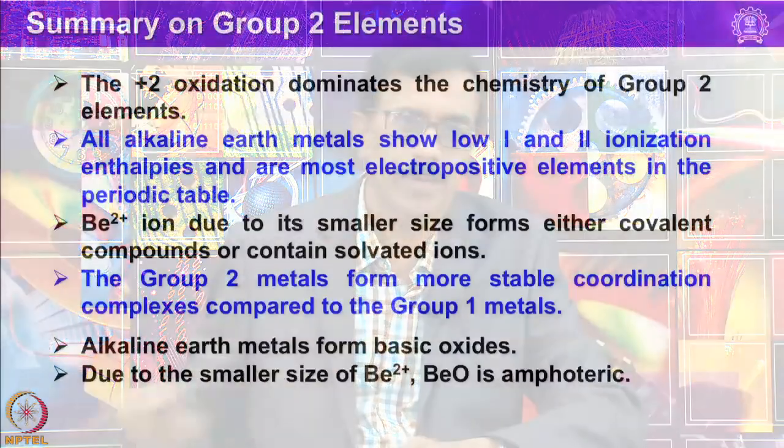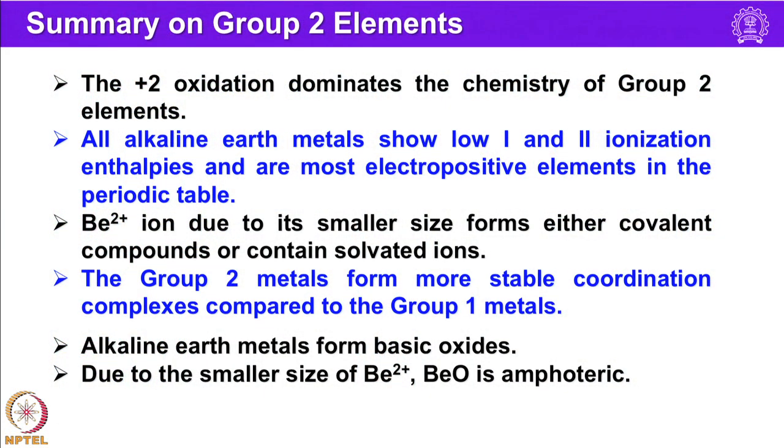So let me summarize the chemistry of group 2 elements. The +2 oxidation state dominates among group 2 elements. All alkaline earth metals show low first and second ionization enthalpies, but they are relatively more compared to group 1 alkali metals and are most electropositive elements in the periodic table. Beryllium 2 plus ion, due to its smaller size and large charge to size ratio, forms either covalent compounds or contains solvated ions, and its chemistry is a little different from the rest of the elements in group 2.